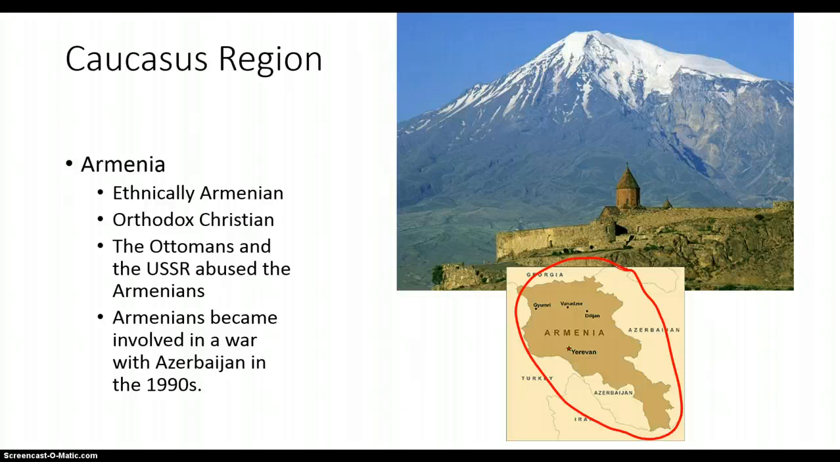looked down upon the people who were ethnically Armenian, and they began to greatly abuse the people who were ethnically Armenian and even started to kick them out of their country. Armenia has also become involved in a civil war, or in a war with Azerbaijan in the 1990s. So Armenia has seen some trying times, and they are trying to recover from those violent issues.